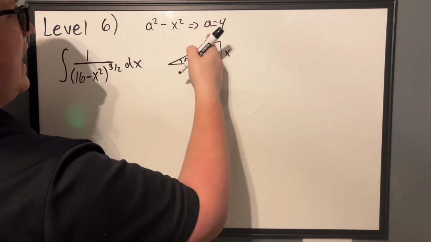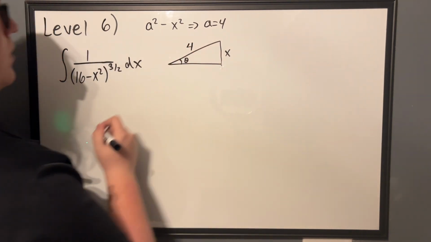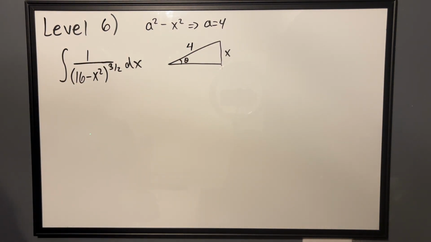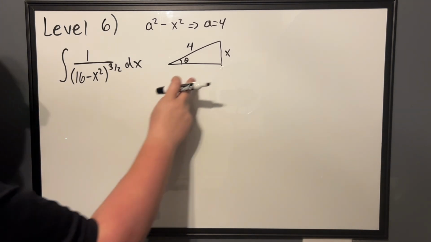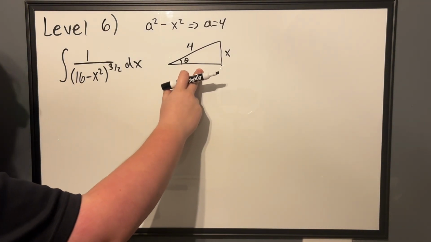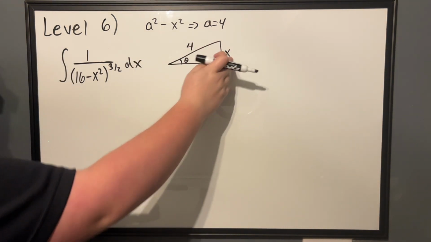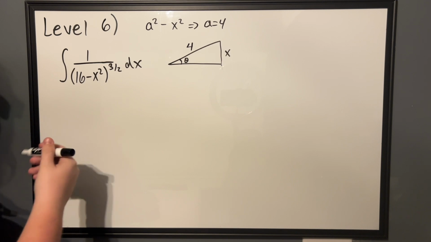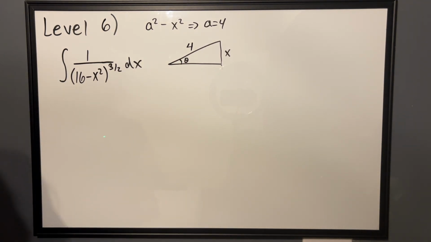And then this a right here is actually going to be our hypotenuse, which is 4. So the hypotenuse is going to be a, and the reason is because if you think about the Pythagorean theorem, let's say we wanted to solve for this side length, right? We're going to have the hypotenuse squared minus this side length squared, right? That's 16 minus x squared equals this side. So that's where we're getting this substitution from.